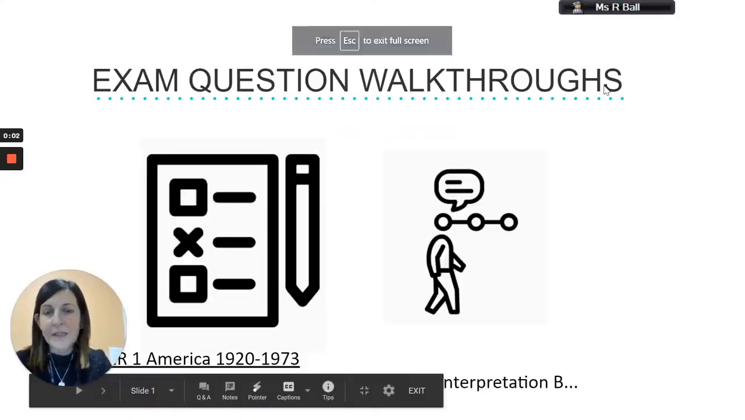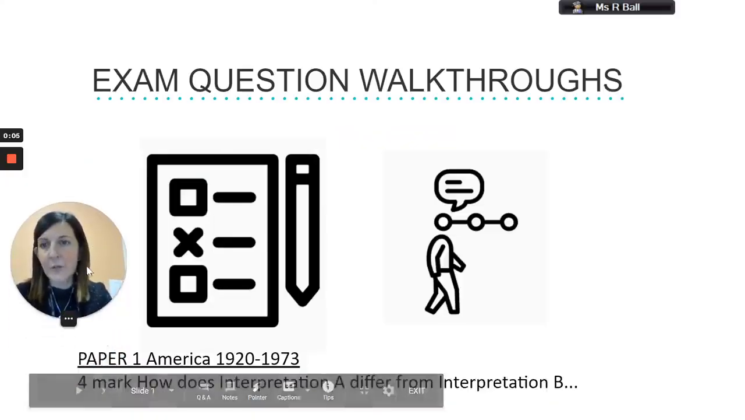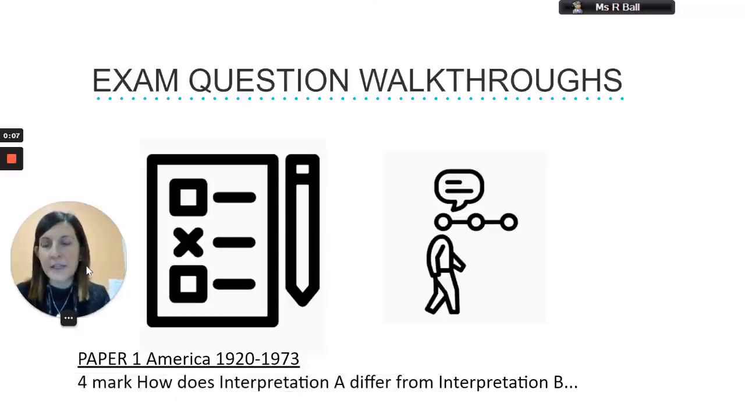Hi and welcome to the second in a series of exam question walkthroughs for the AQA GCSE history exam. This section is on America between 1920 and 73, which features on paper 1 of the exam.